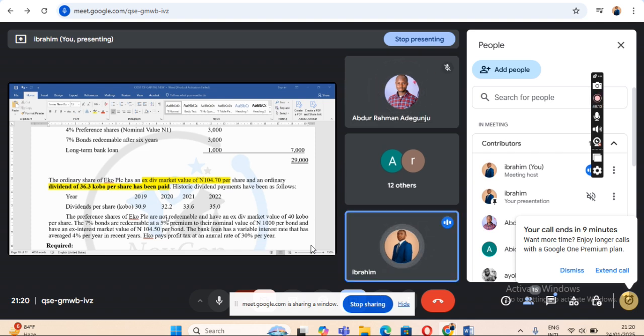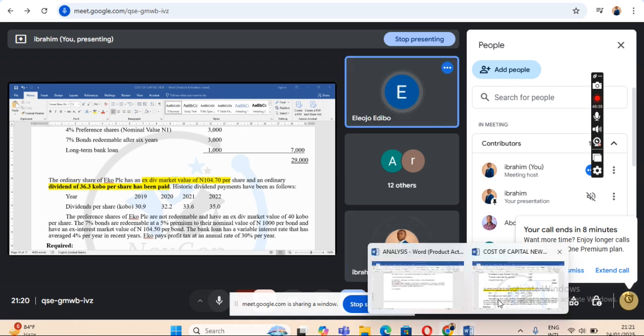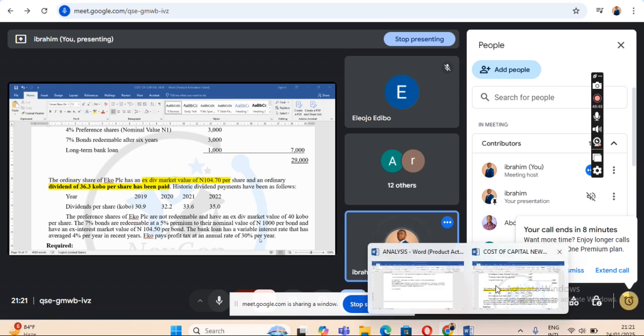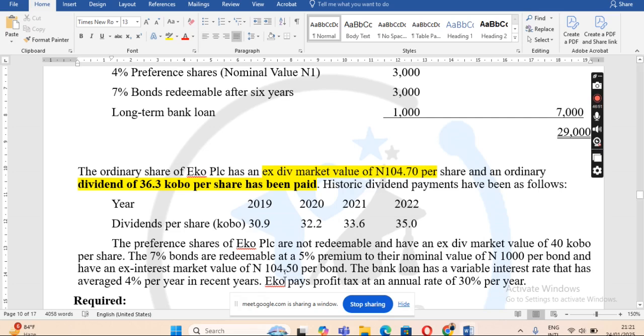Okay. Now the correct one is what? The earliest is 30.9. The old one, right? 30.9, or base. You use the earliest. That's why we say earliest. So 30.9. That is the earliest. The current is what? 36.3. Right? So we quickly move to that part.